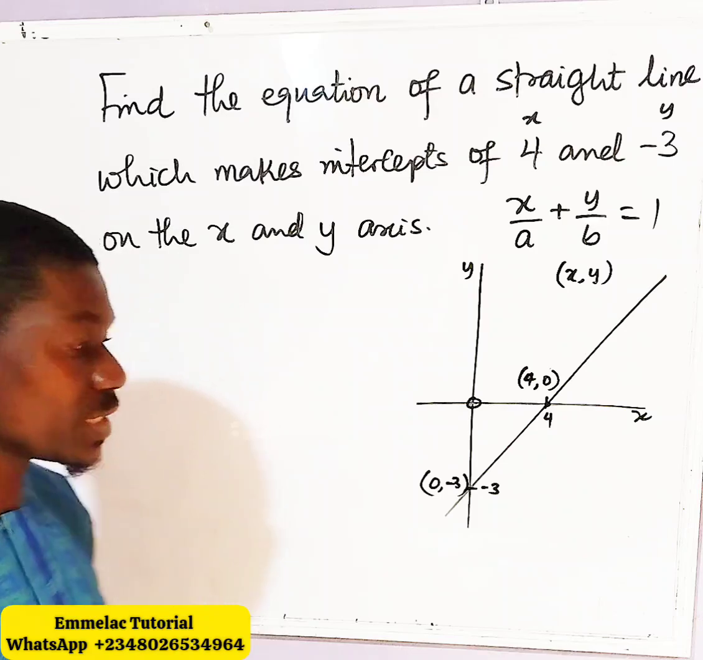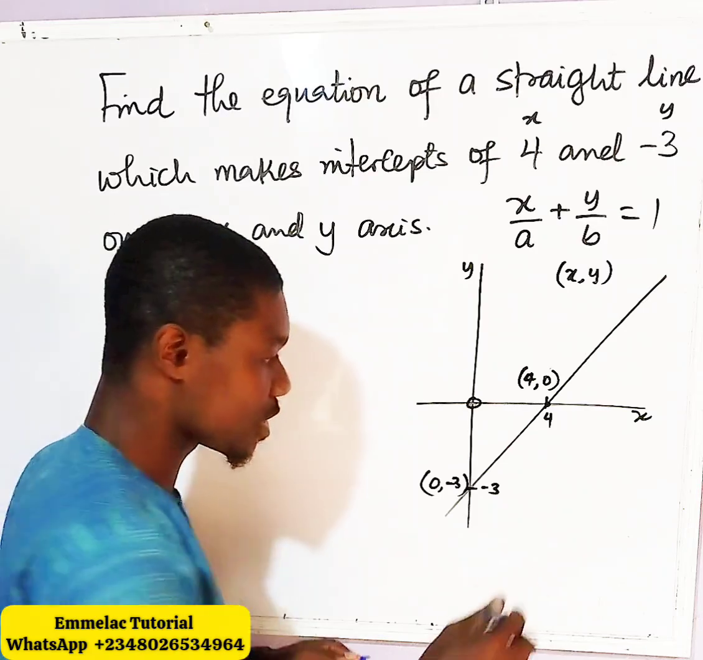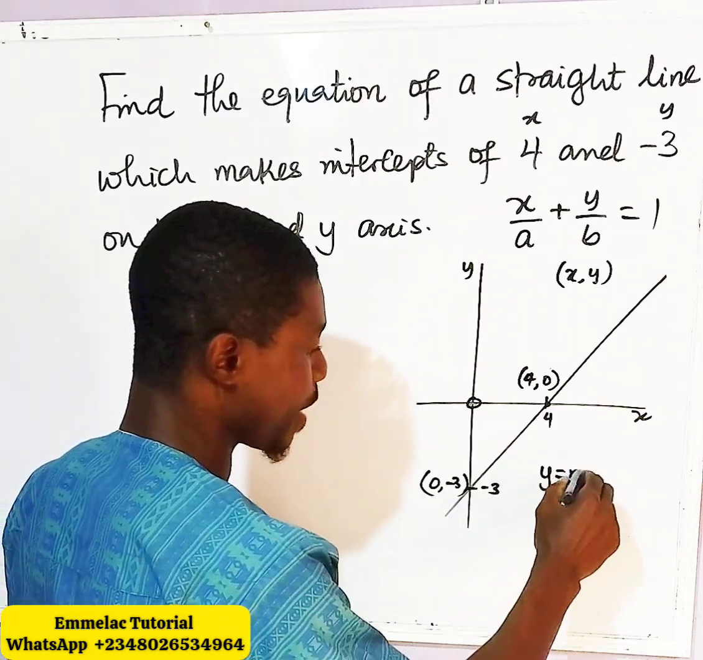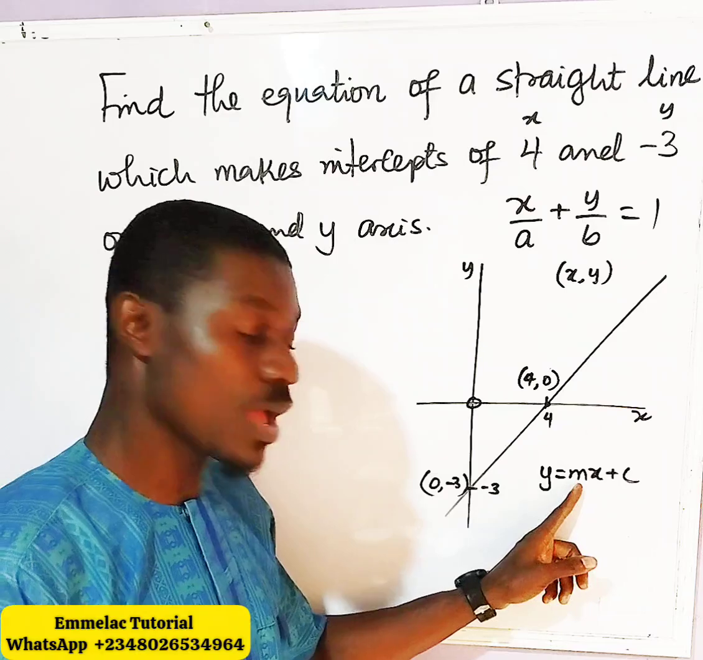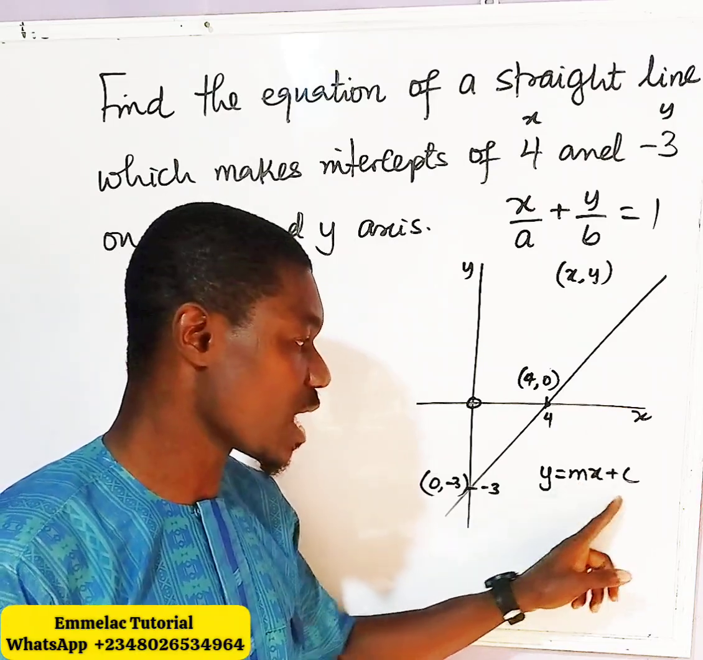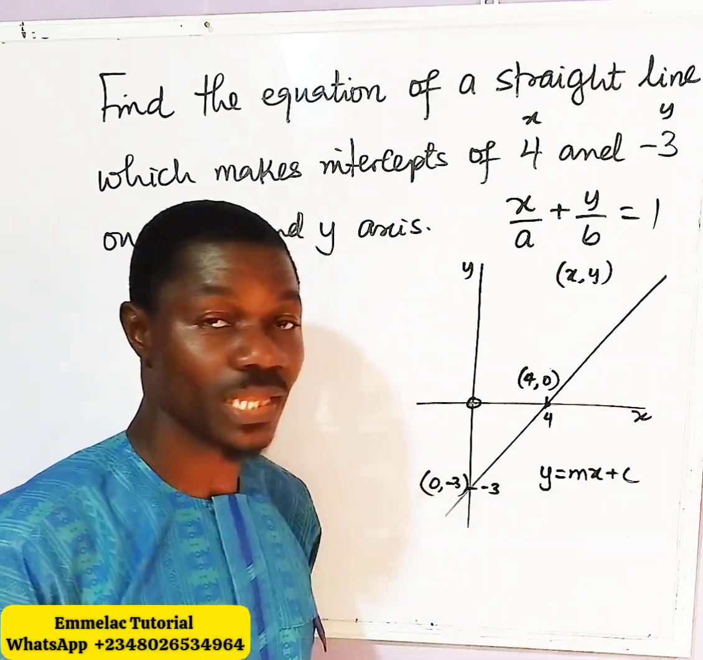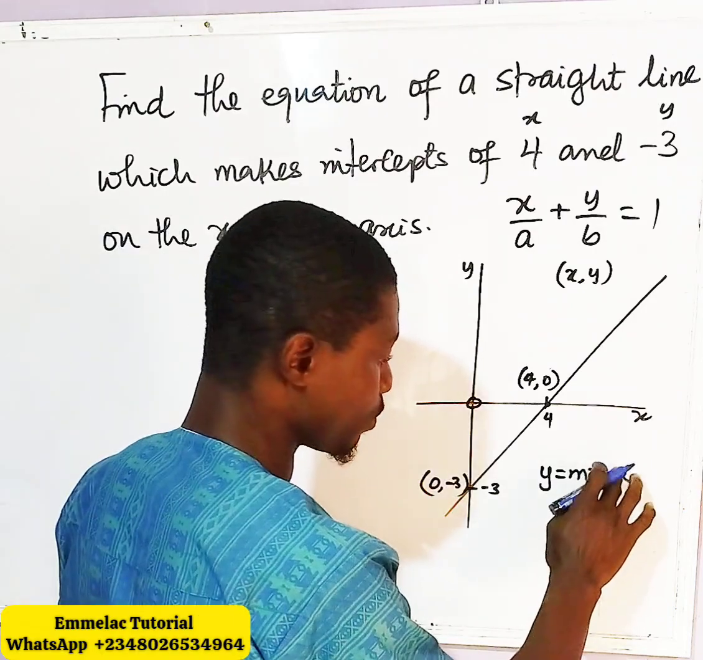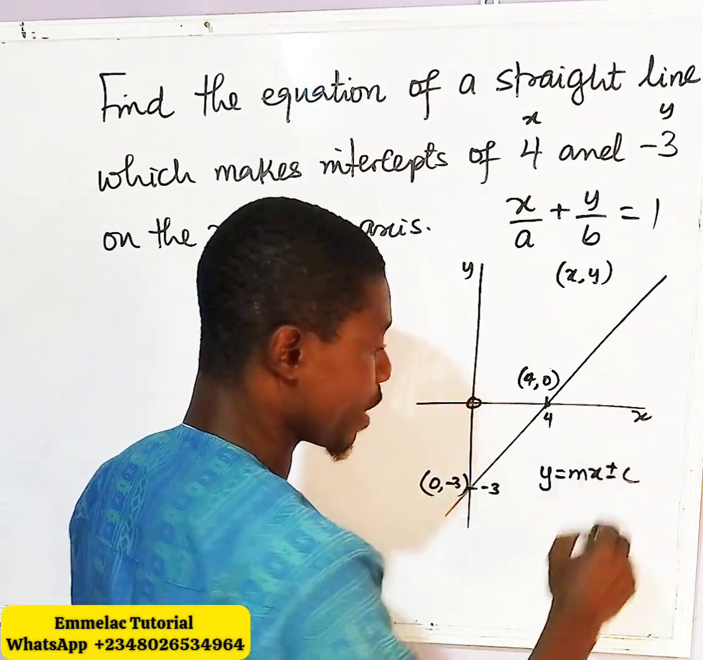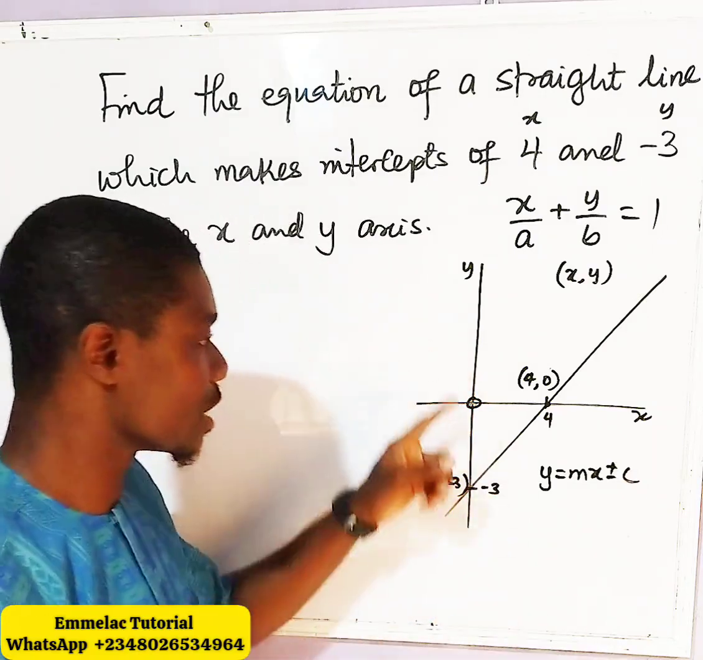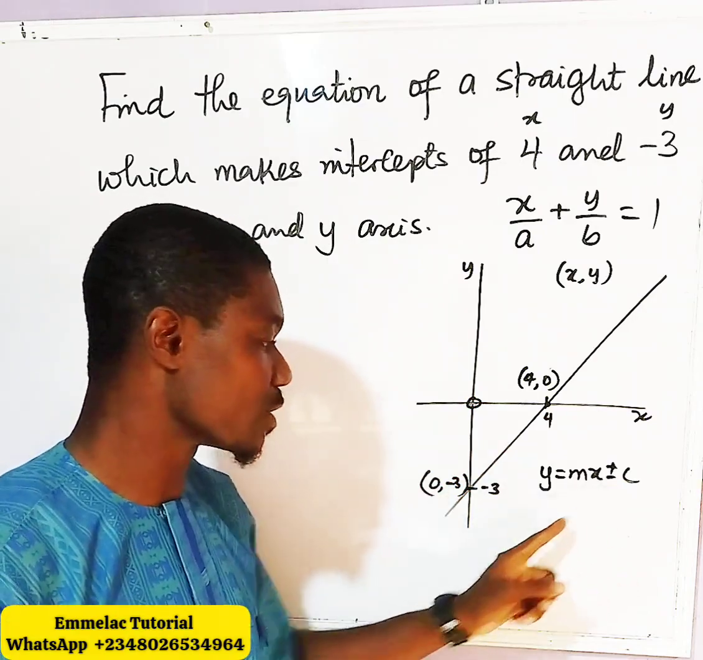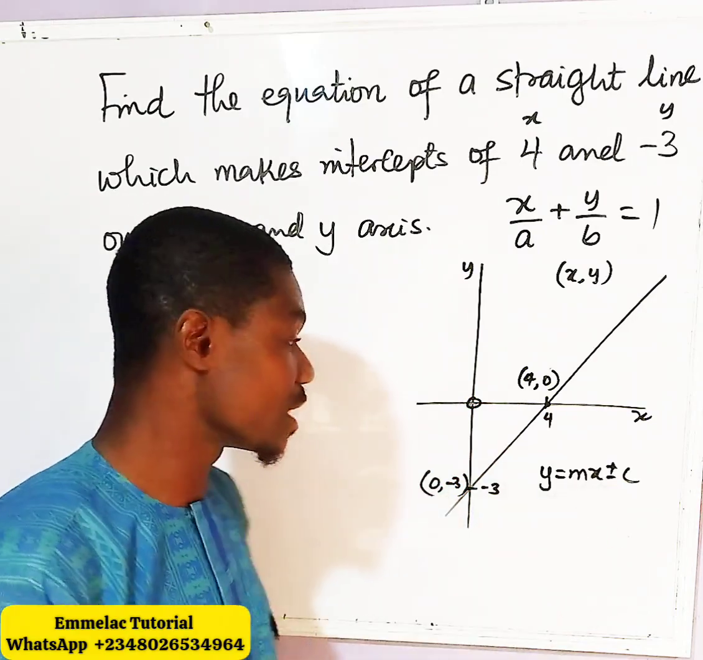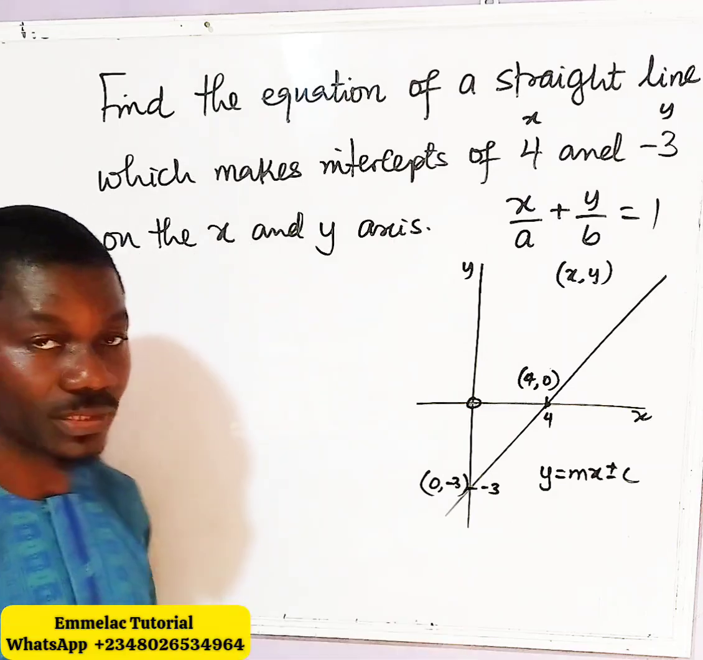Generally, we know that the equation of a straight line is given as y equals mx plus c, where m is the gradient of the straight line and c is the intercept. We put it as plus or minus: plus is when it intercepts at the positive y-axis, and minus is when it intercepts at the negative y-axis.